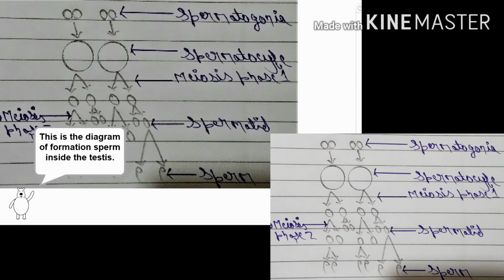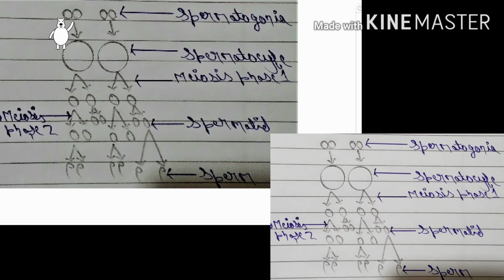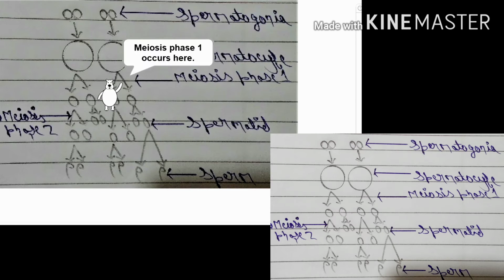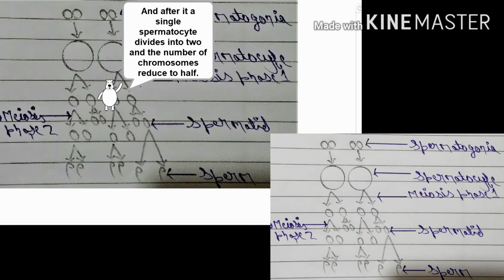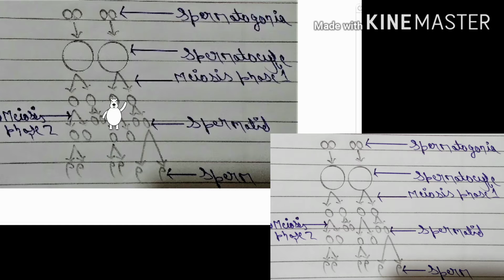This is the diagram of formation of sperm inside the testis. This is the initial stage of sperm with 46 chromosomes. Here it is called spermatogonia. In the next phase it is called primary spermatocyte. Meiosis phase 1 occurs here. And after it a single spermatocyte divides into two and the number of chromosomes is reduced to half. And they are called secondary spermatocytes.